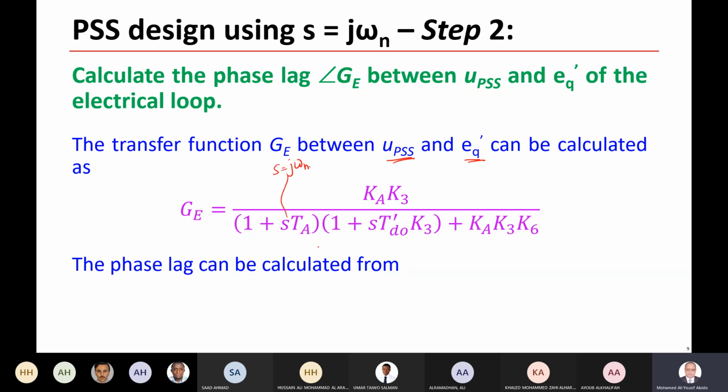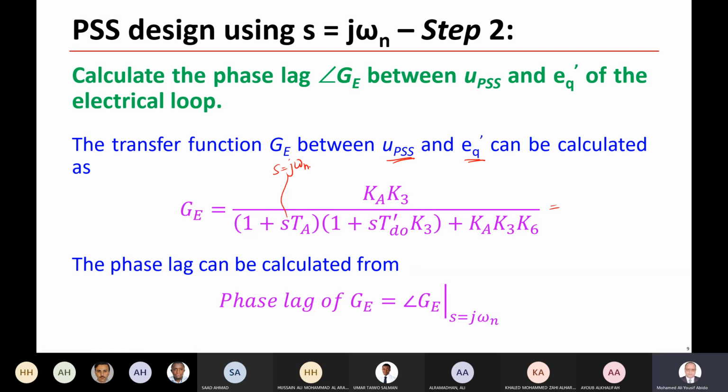And the omega N is already calculated. So you can have here a complex number and you can get the angle, and definitely the angle will be negative. The angle of the numerator is 0, so you can get the angle of the denominator, it will be minus. So the phase lag can be calculated from this at S equal to J omega N, and we expect this phase, this angle, to be negative.